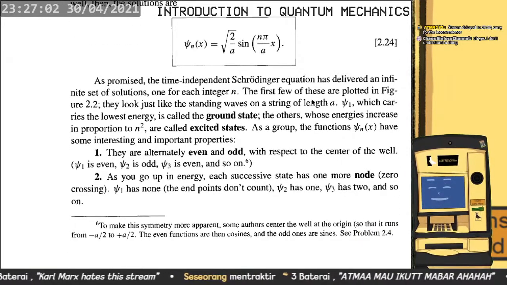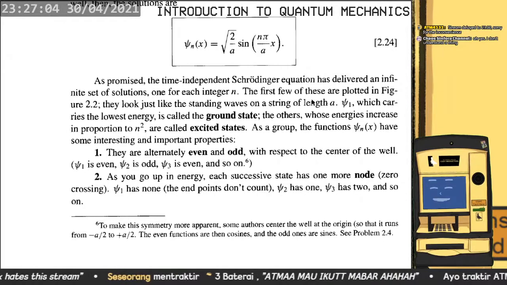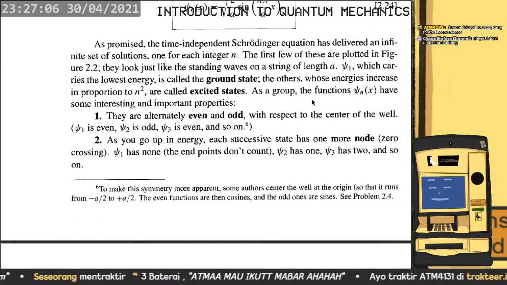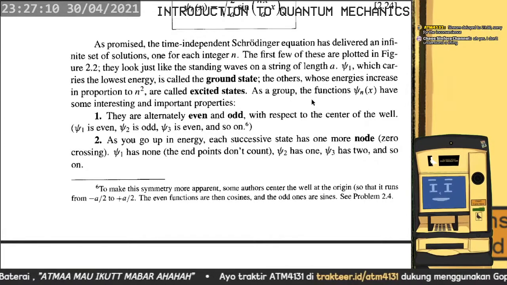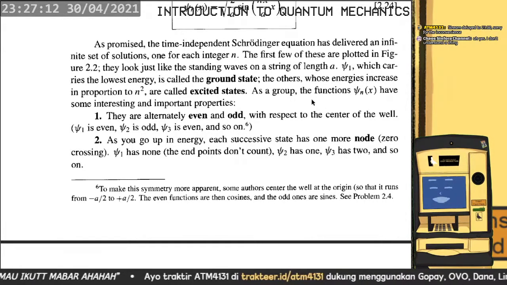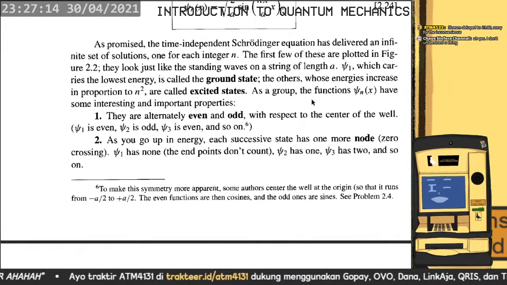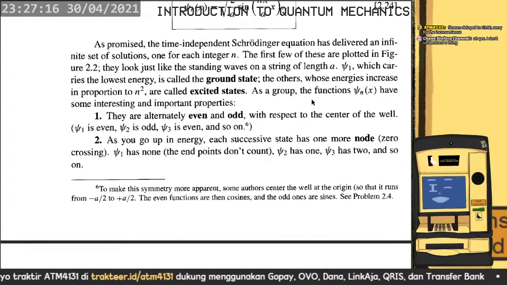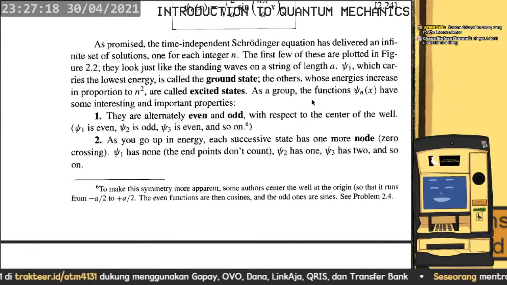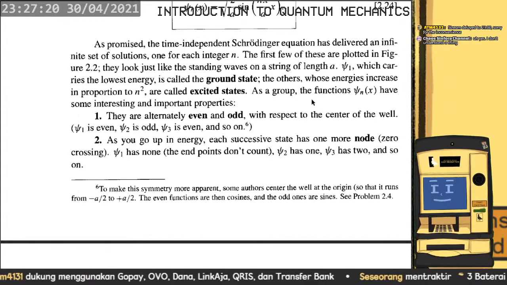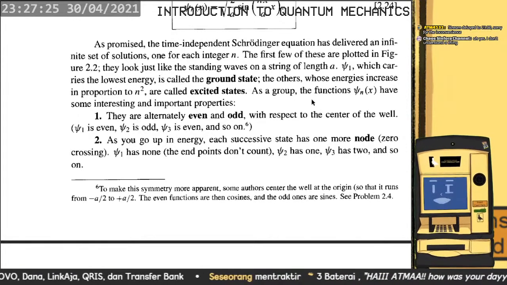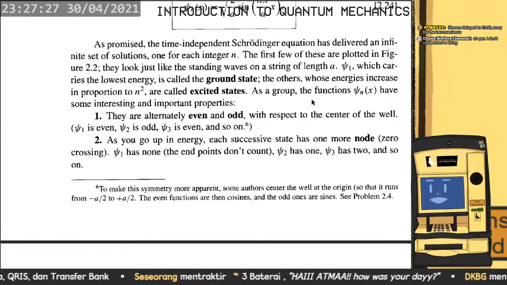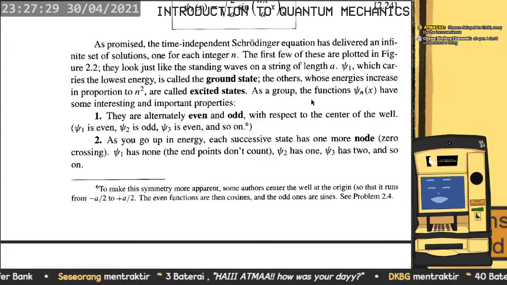As promised, the time-independent Schrödinger equation has therefore an infinite set of solutions, one for each positive integer n. The first few of these are plotted in figure 2.2. They look just like standing waves on a string of length a. Psi 1, which carries the lowest energy, is called the ground state. The others, whose energies increase in proportion to n squared, are called excited states.